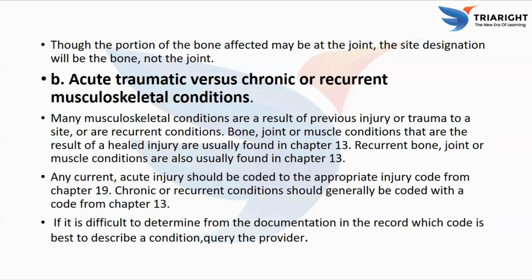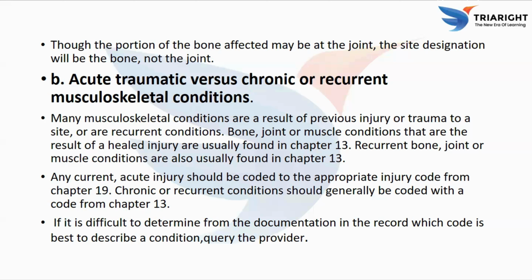So, real life scenarios for you. Take a scenario of a new injury: a patient twisted their knee yesterday. He got an acute sprain. So you have to code from chapter 19, S83, that is for knee sprain. If there is pain from an old injury, for example a patient fractured their ankle 5 years ago, but now he has chronic pain, you have to code from chapter 13.